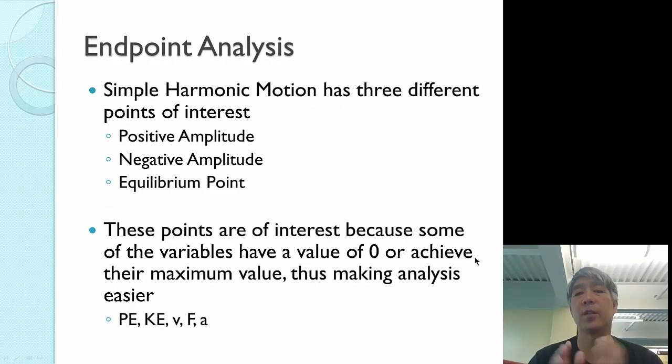So in terms of endpoint analysis, we're going to look at three special points: the positive amplitude, the negative amplitude, and the equilibrium point. The reason those three are special is because one of the energy sources, either potential or kinetic, is going to be zero at that point. I have a table that helps you memorize it, but in general, I think it's better if you can derive those values. The variables that are important for us to look at are potential energy, kinetic energy, velocity, force, acceleration, those types of things, and position as well.